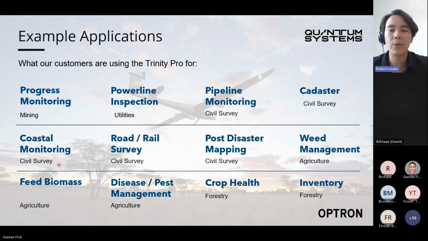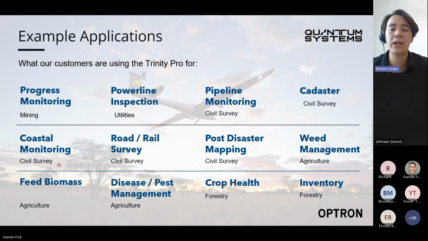Unfortunately, again, it's not something that we really want to see, but we're glad that our technology is able to help in that sphere. Weed management and feed biomass and disease and pest management within the agricultural space. Agriculture has been a little bit slow on drone technology, but we're starting to see that ramp up now finally. And we think that, especially for broadacre and large scale crops, this is an absolute game changer for them.